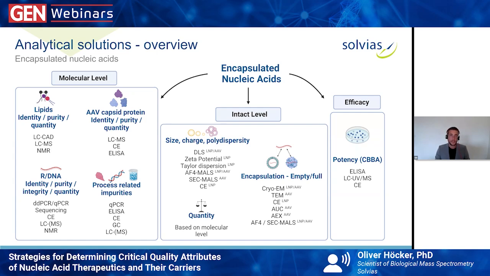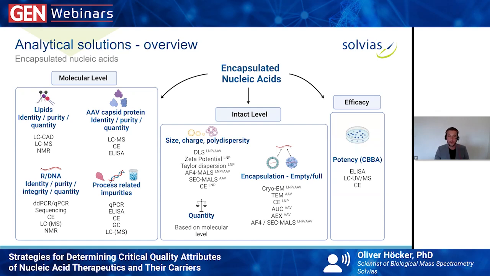that it's pure and that it's intact. And in addition, we can also check process-related impurities, such as residual solvent from the LNP production, where we need organic solvents to build the lipid nanoparticle, but also residual host cell DNA or other process-related impurities.